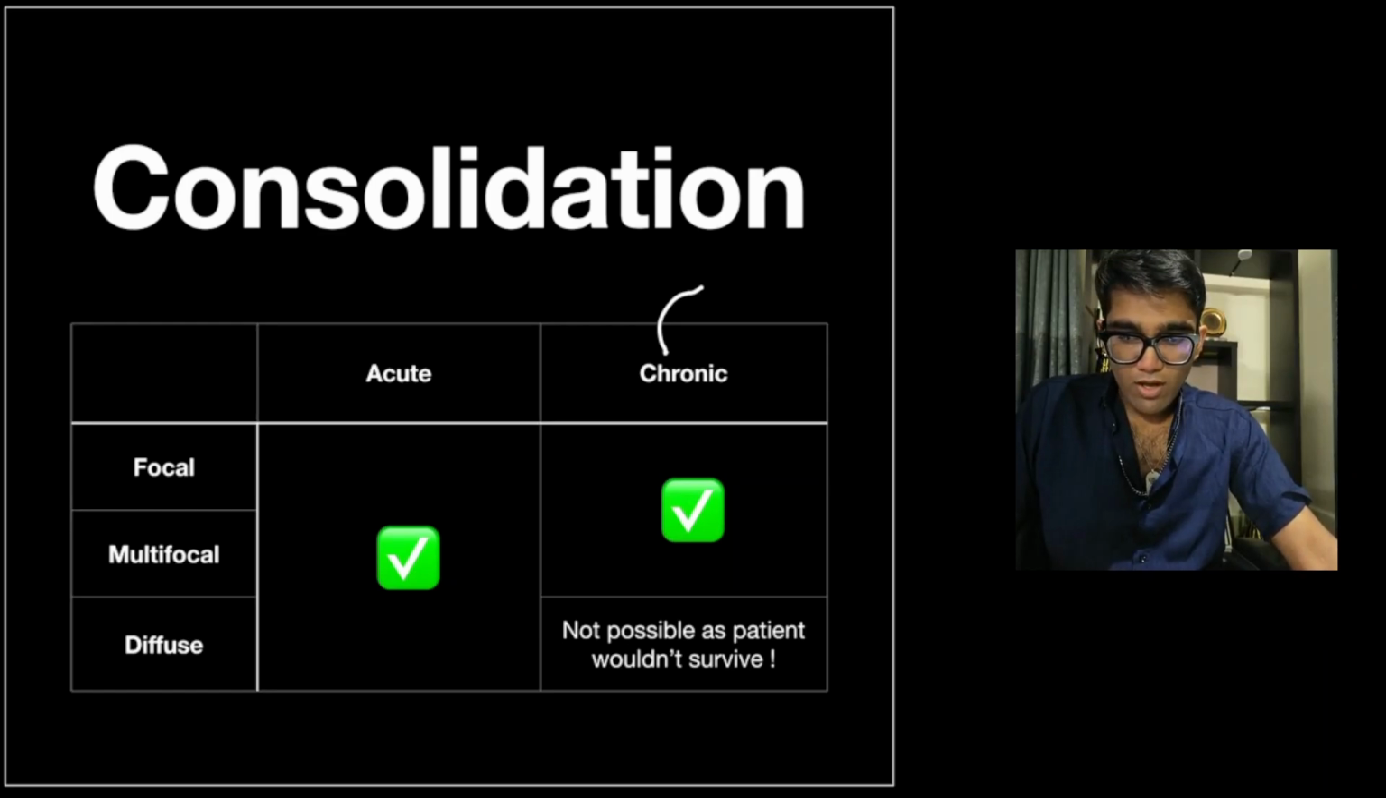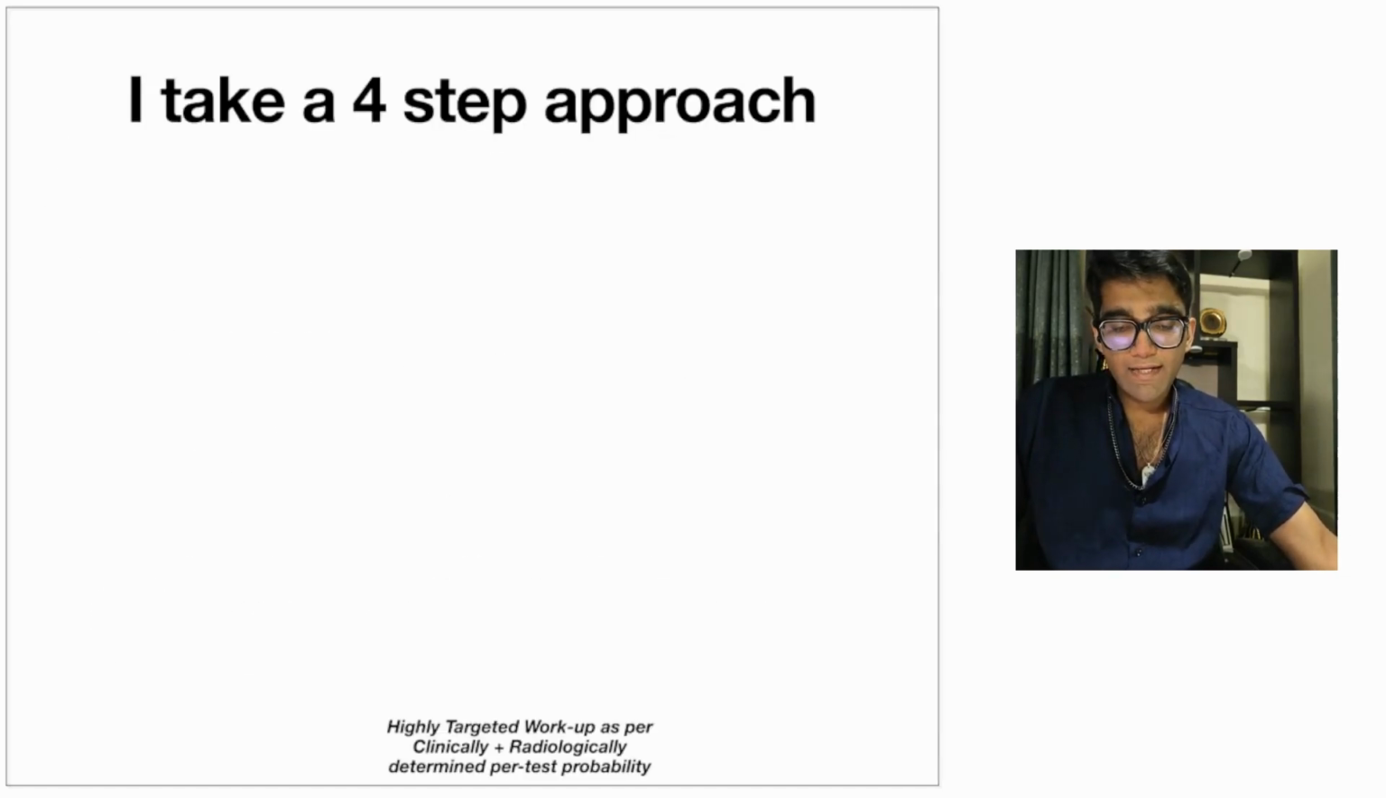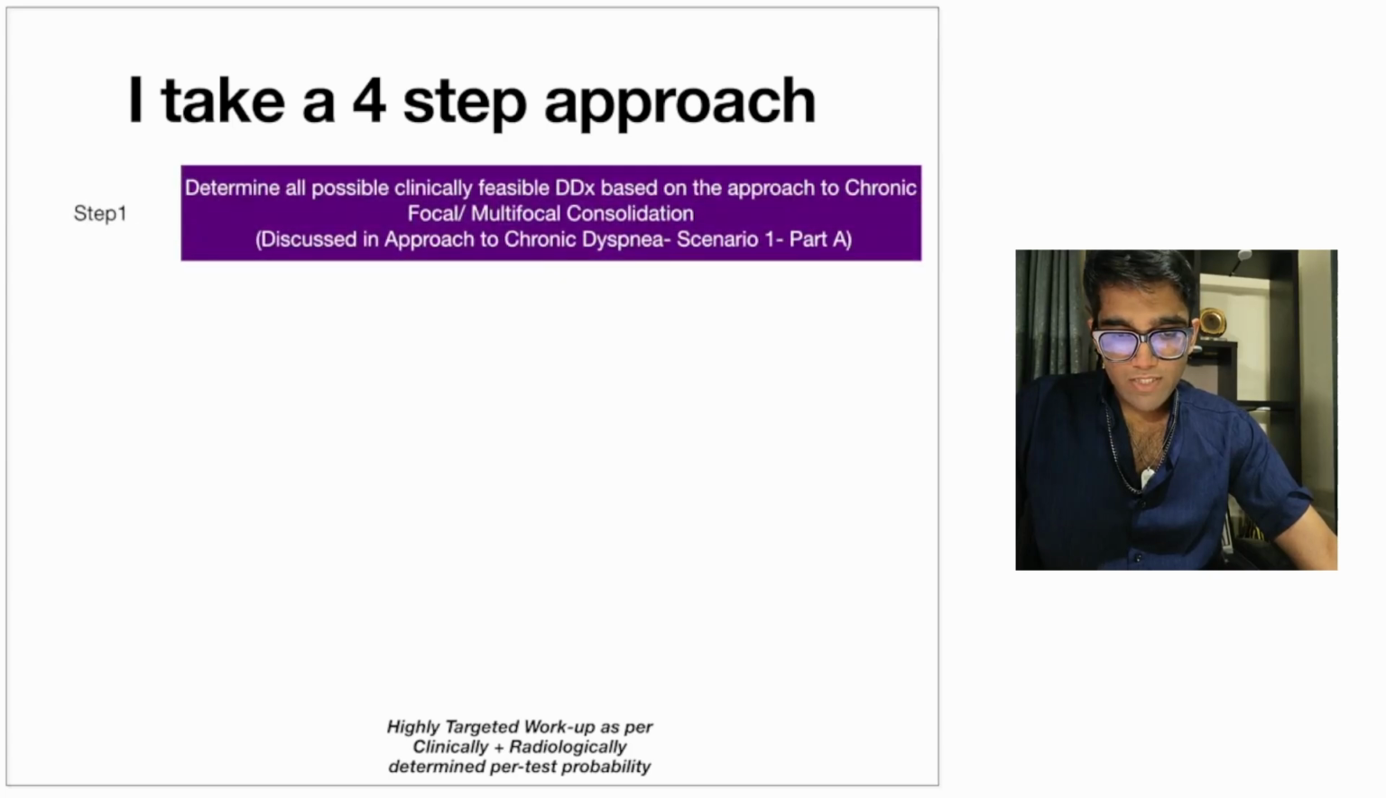Now let's get to how we are going to build up to the logical evaluation of pulmonary consolidation and how it can help us clinically. So this will be an approach. Basically I take a 4-step approach. The first step is to determine all possible clinically feasible differential diagnoses. This is based on an approach to chronic focal and multifocal consolidation, which I've discussed in the previous 3 talks. So that is particularly part A, an approach to chronic dyspnea secondary to chronic multifocal or focal consolidation.